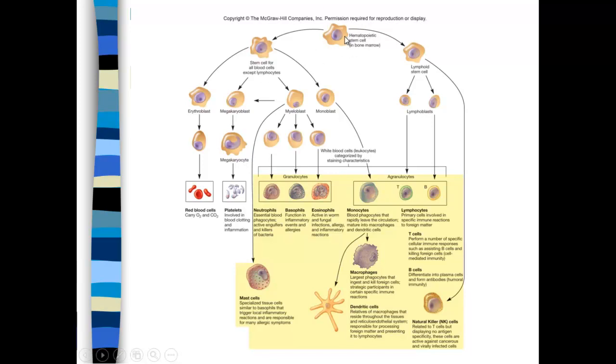The stem cell will differentiate into another stem cell for blood cells except lymphocytes. Lymphocytes are a specialized type of white blood cell. The hematopoietic stem cell can go any other direction and make a lymphoid stem cell. The lymphoid stem cell becomes lymphoblasts on their way to becoming mature agranulocytes, T and B cells.